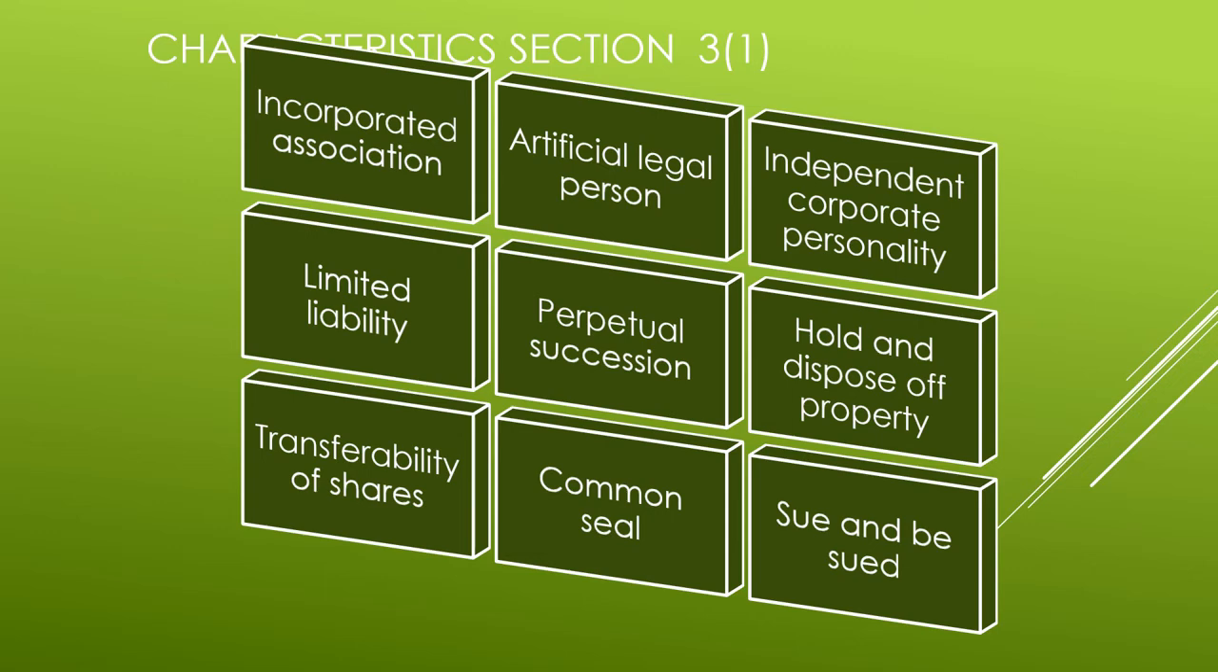Remember, once again, a company is an incorporated association. A company is an artificial legal person. A company has an independent corporate personality. The company's members' liability is limited. It has perpetual succession. It can hold and dispose of property. Its shares are transferable. It has a common seal which is considered as a signature, and it can sue and be sued. Okay, clear? Now let's discuss some important case laws in this area.